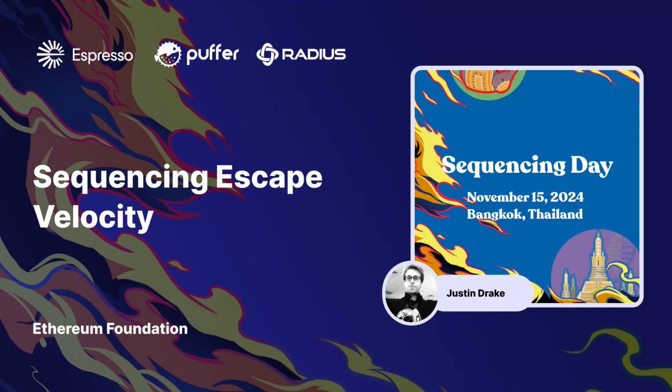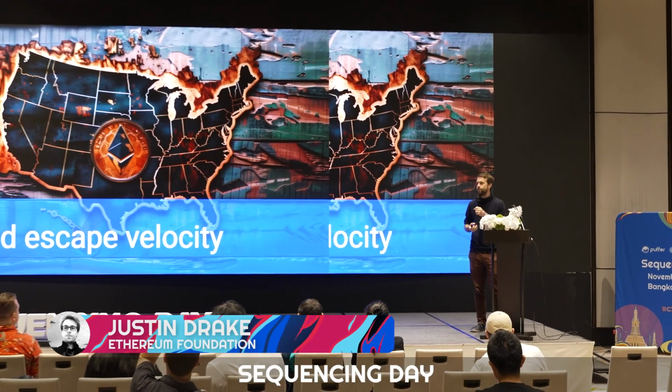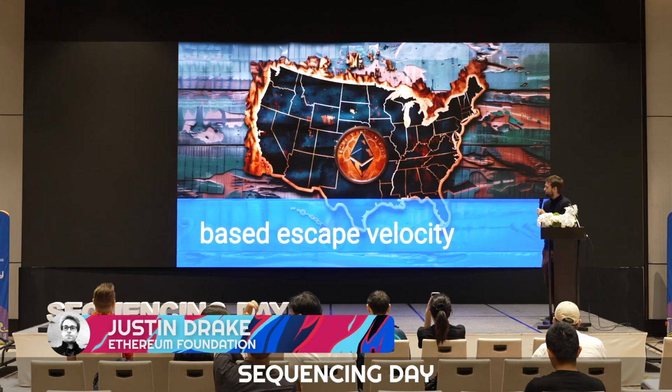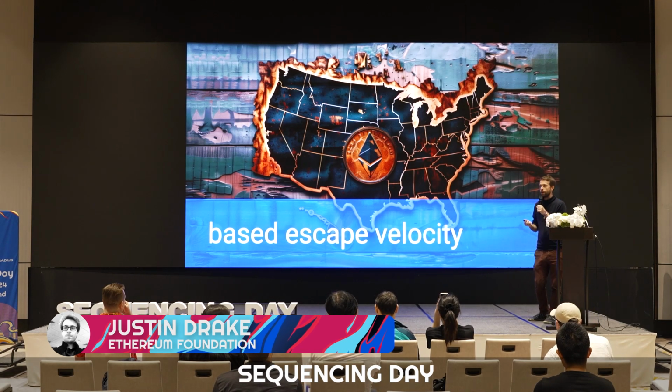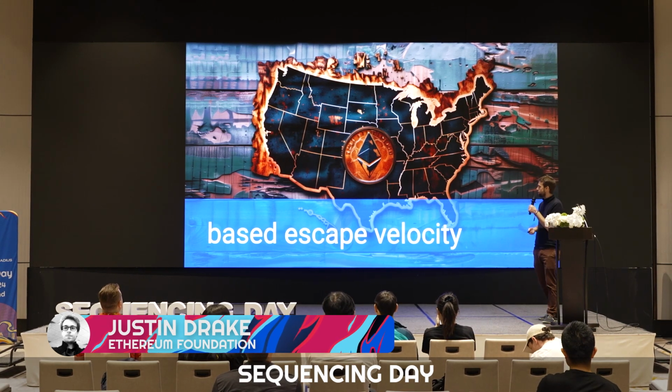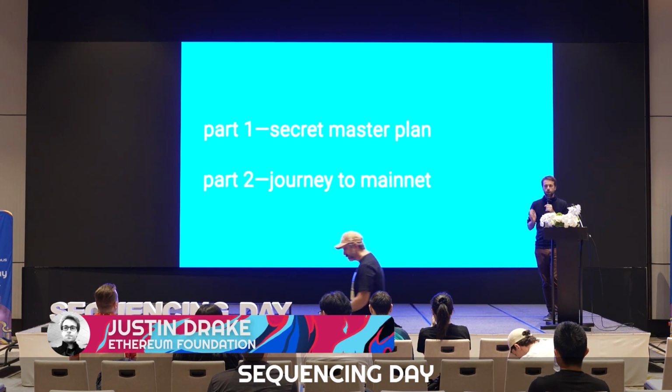Okay, so I specifically want to talk about escape velocity for based sequencing. This has been a very contrarian idea when it was first introduced, and I think we're finally getting to a point where it's probably going to happen on mainnet in production in a relatively big way, hopefully. So I have two parts.